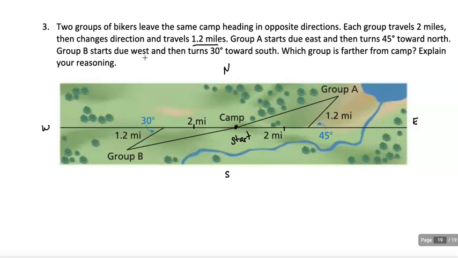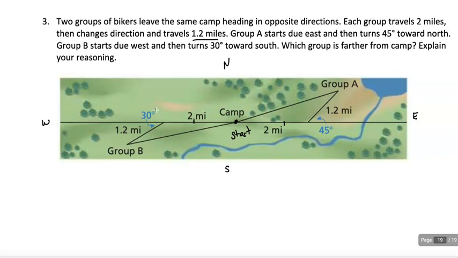Group B starts due west and then turns 30 degrees south. And this diagram was good. Then it asks which group is further from the camp. The diagram is already given to you. So now we have our two sides here. This part of the triangle is congruent to that part of the triangle. So here are the two sides that are congruent, 1 and 2.